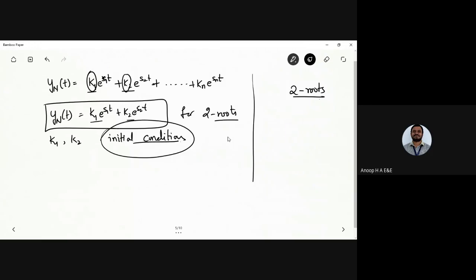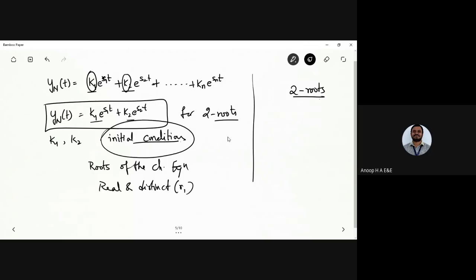Now, in order to find out what happens for the different kinds of roots, a simple table I can write here: the roots of the characteristic equation. It is better that you memorize this. Once the roots are real and distinct, as I already told you, that is, real roots s1 and s2 that are real and distinct.